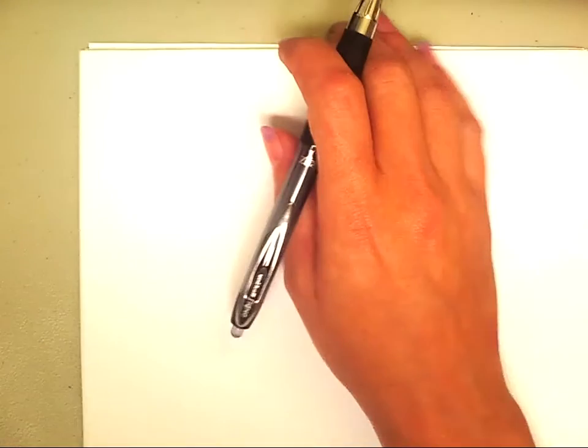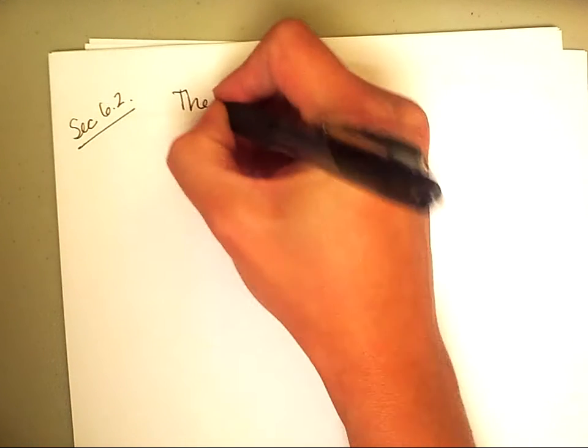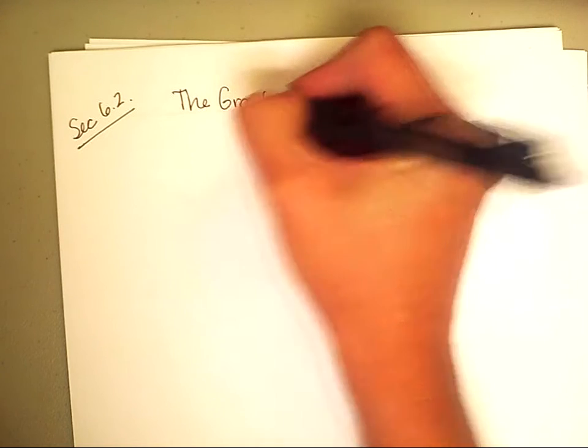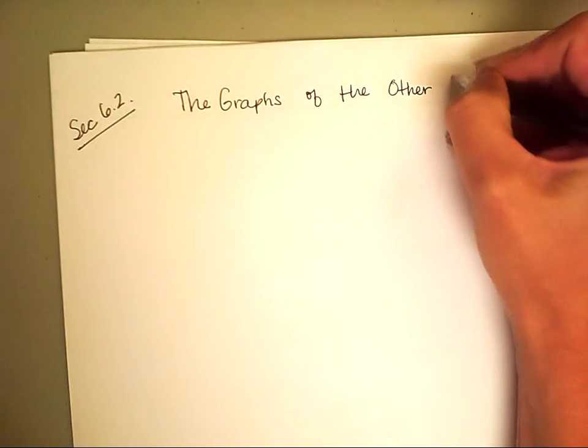Okay, today we talk about section 6.2. This is where we talk about the graphs of the other trig functions.